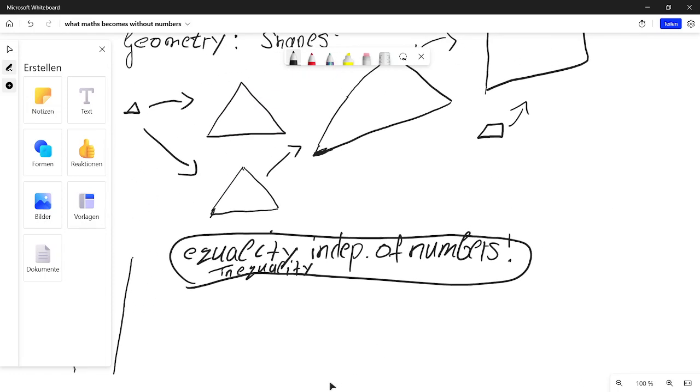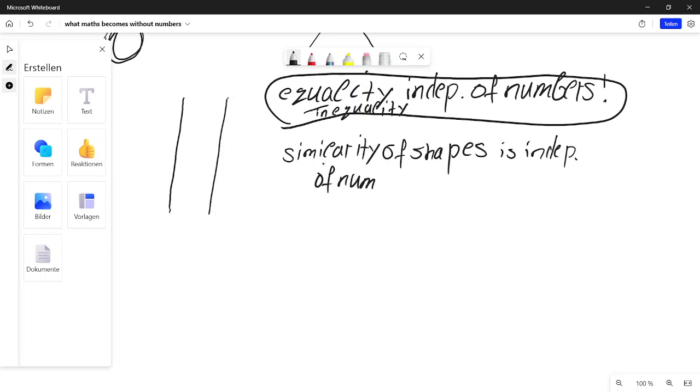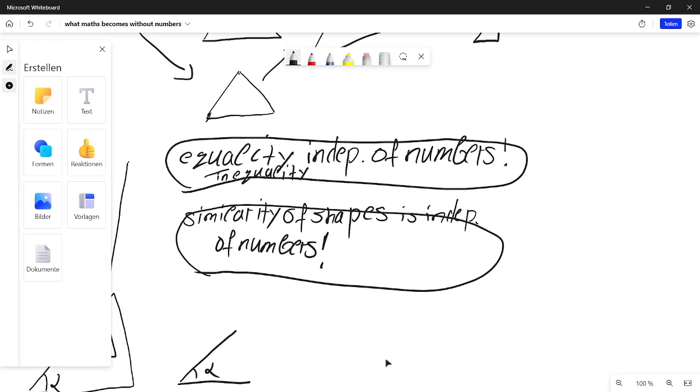Oh, that's great. Also similarity of shapes. And I don't mean that we compute some similarity coefficients. That is of course prohibited. There's no such thing whatsoever. Similarity of shapes is independent of numbers. Similarity of shapes could be, for example, that this has the same form as this, and I have tried to draw it with the same angles. And same angles, of course, doesn't mean that you measure the angles. It just means you draw them the same. This is alpha. This is alpha. Okay, that's great.